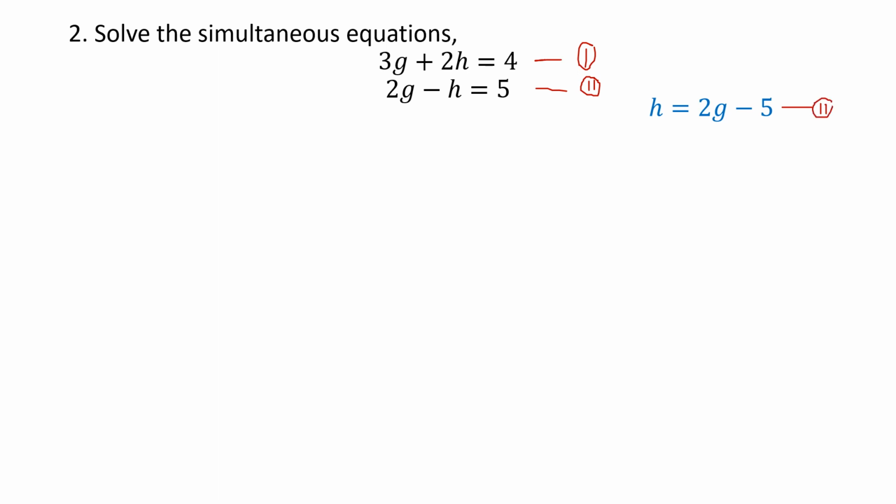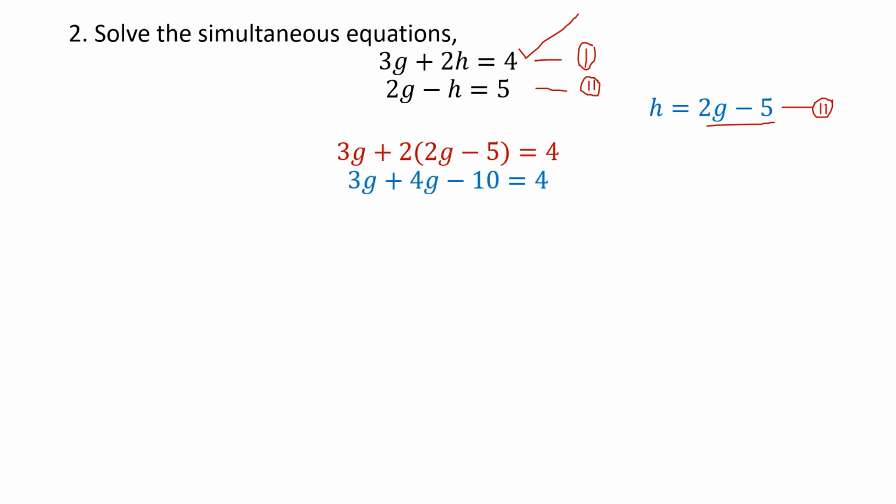So we are going to substitute 2g minus 5 for h, but in equation 1 now, because this one is still equation 2. So we are going to rewrite equation 1: 3g plus 2. Instead of writing h, we are now substituting 2g minus 5 for h, like this. The whole of this expression in the brackets is h. Right, so let's remove the brackets here and solve for g.